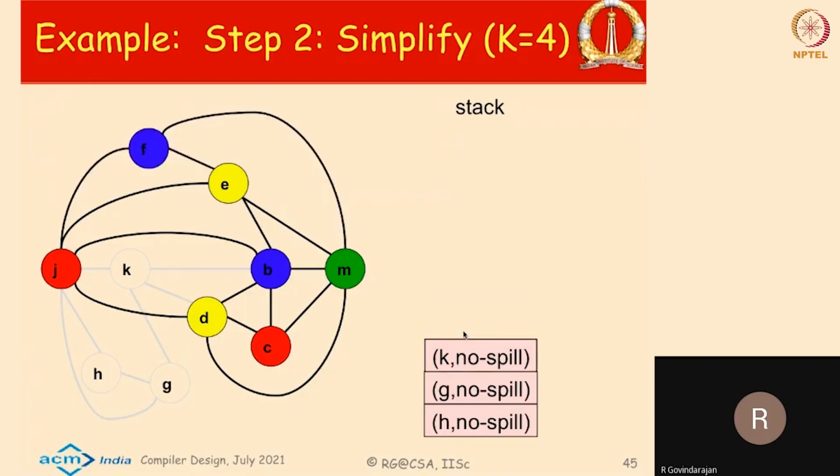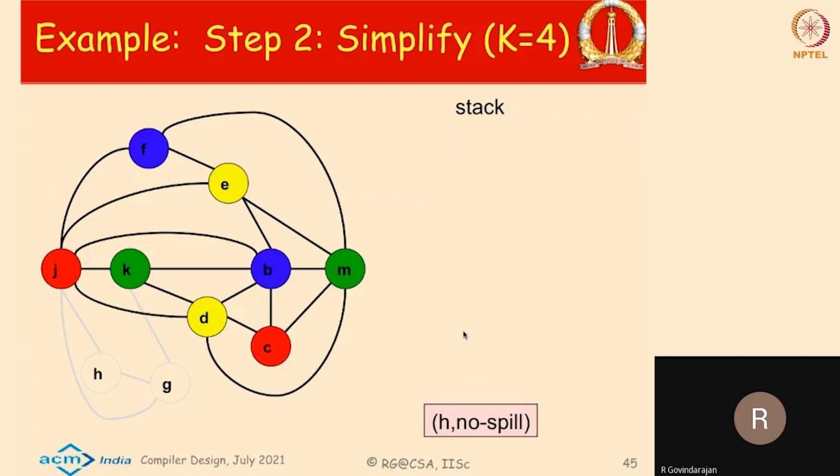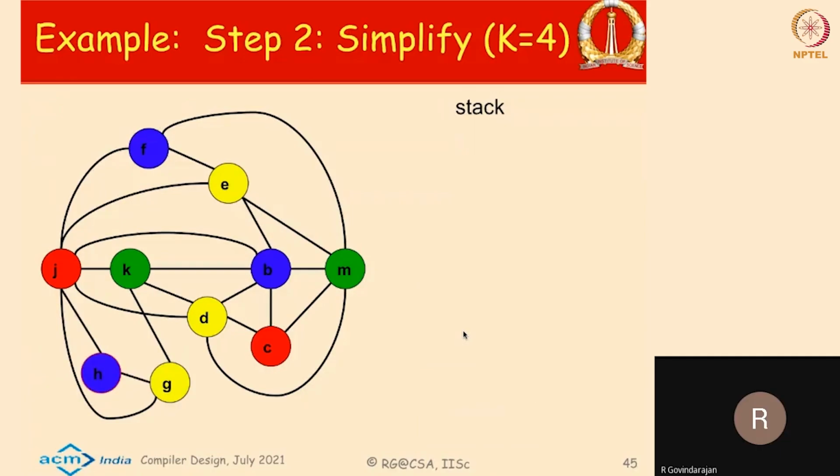We can give it blue. And then K has to be given a color which can be green. And then G has to be given a color which is yellow, and then J has to be given a color which is H. So in this case, we were able to simplify the graph just by using the simplify procedure. Therefore, all the nodes are marked as no spill, and we were able to indeed color the graph using 4 colors, right?